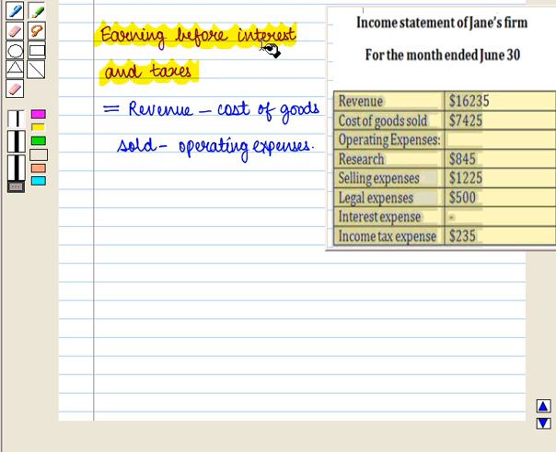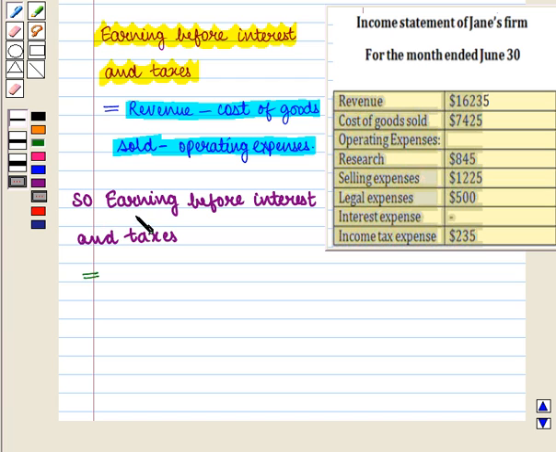Now we find earning before interest and taxes. We know that earning before interest and taxes is given by revenue minus cost of goods sold minus operating expenses. And here, revenue is $16,235. Cost of goods sold is $7,425. And operating expenses include research expenses, legal and selling expenses. So, earning before interest and taxes will be equal to revenue, that is $16,235, minus cost of goods sold, that is $7,425, minus operating expenses, that is $845 plus $1,225 plus $500, the whole.